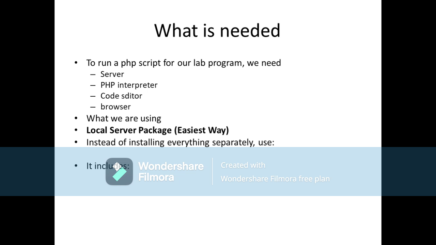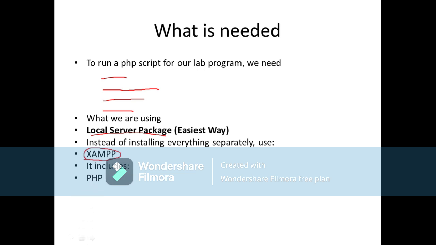As we all know, PHP is a server-side script, so definitely we need a server to execute our PHP script. Then we need a PHP interpreter, a code editor to type our program, and a browser to see the output. What we are going to use for our lab program execution is the local server package known as XAMPP. So what is this XAMPP? XAMPP is a local server package which includes PHP, Apache server and MySQL database.